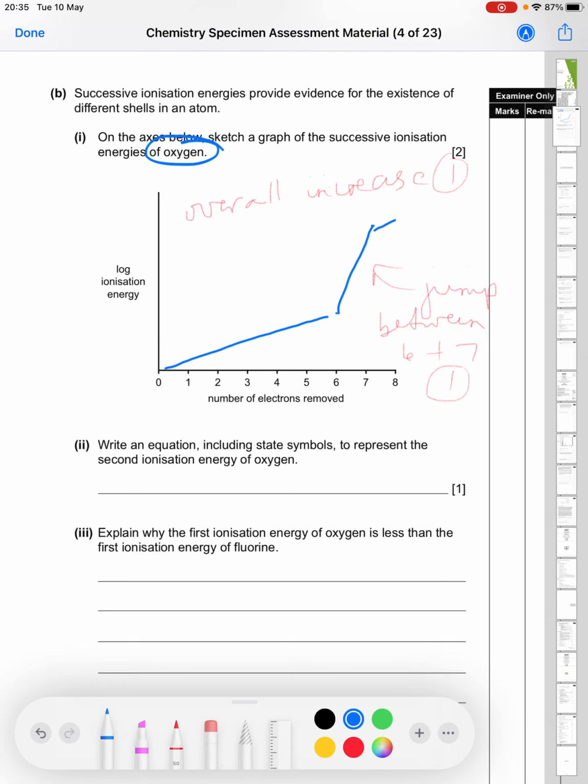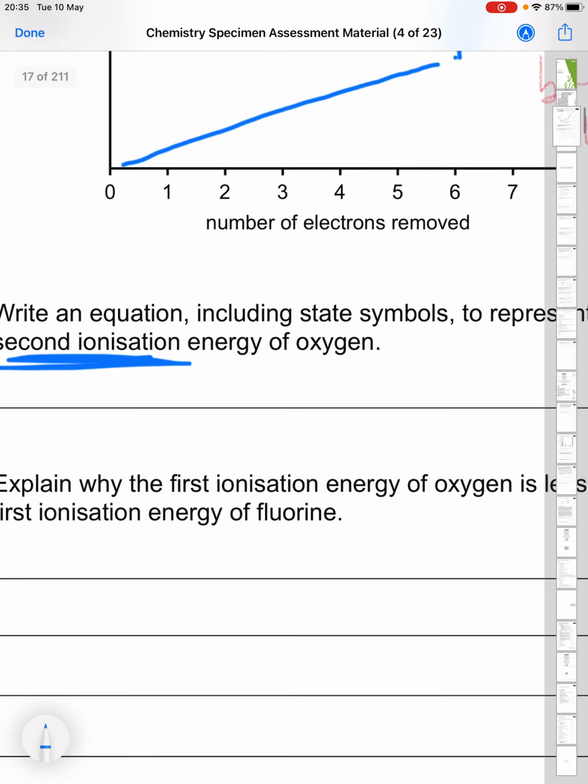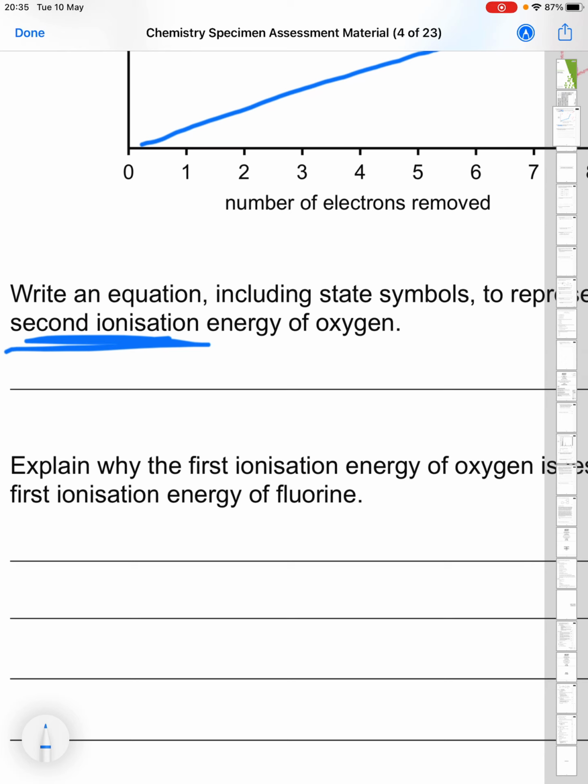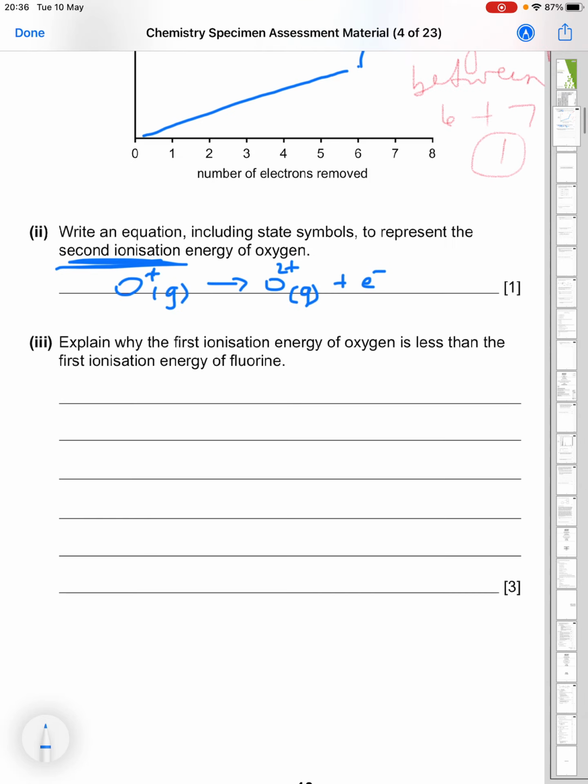Next one, write an equation including state symbols to represent the second ionisation energy of oxygen. So second ionisation energy is from 1 mole of unimolecular ions in the gaseous state going to 1 mole of atoms with a 2+ charge in the gaseous state plus a mole of electrons.